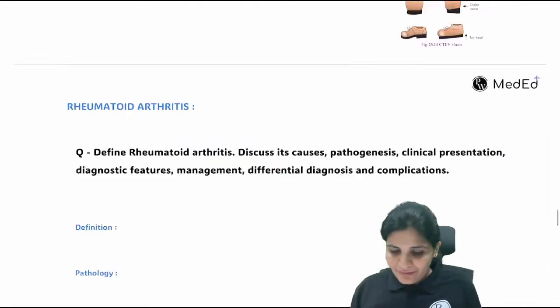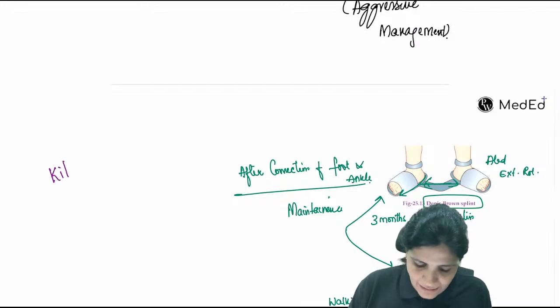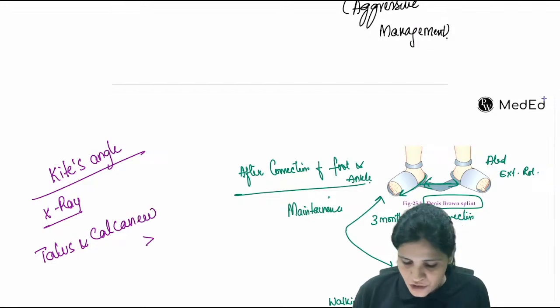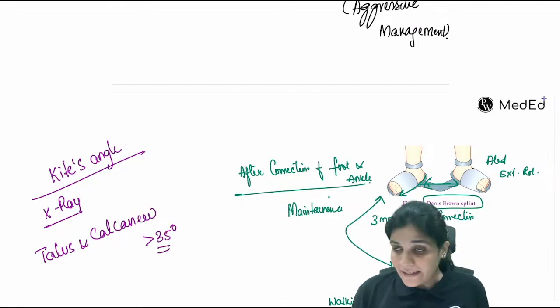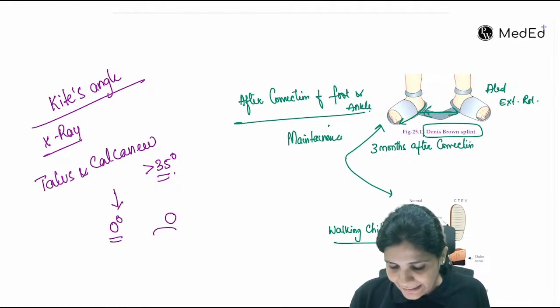Ah, yeah, I forgot the Kite's angle. I'm sorry, Kalai. So Kite's angle. This is one thing which you can observe on the X-ray. So Kite's angle is nothing but the angle made between talus and calcaneum. Whenever you take an angle of talus and calcaneum, it is usually more than 35 degrees. But in case of CTEV, this becomes 0 degrees. So the talus and the calcaneum are like this.